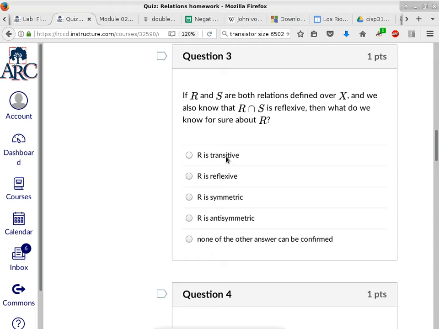No. We cannot make that conclusion because there's nothing in here that suggests anything about whether it's transitive or not. So we cannot say that. Now, is it reflexive? Yes.